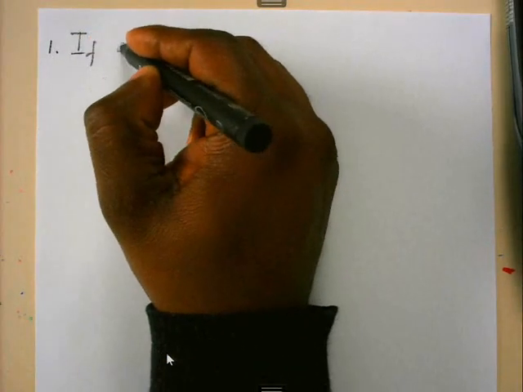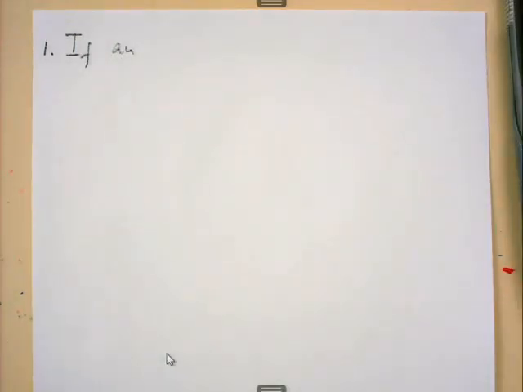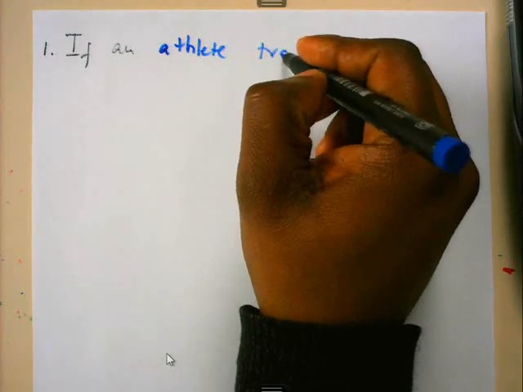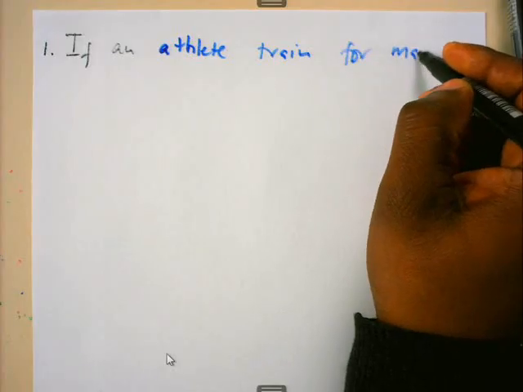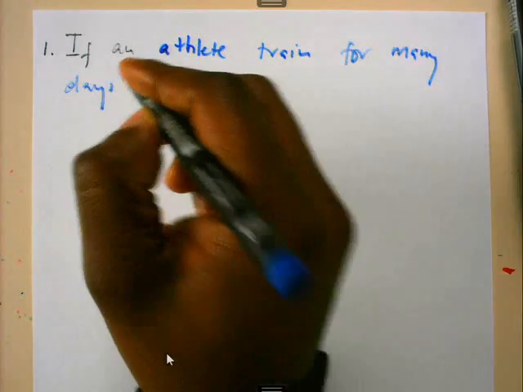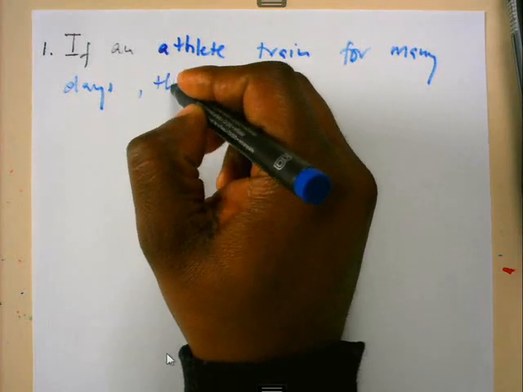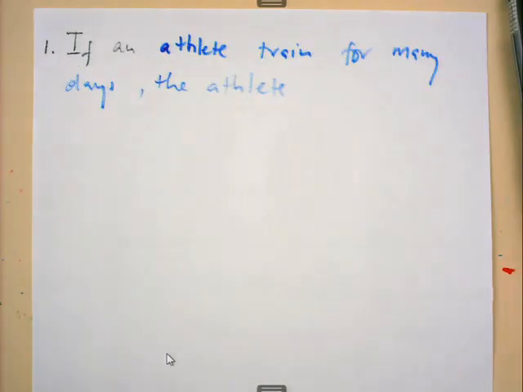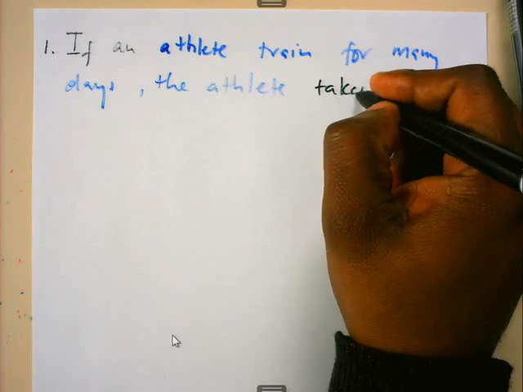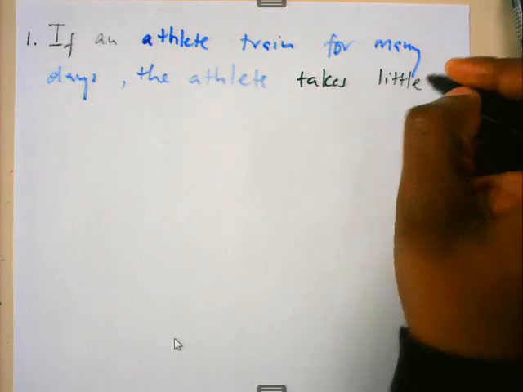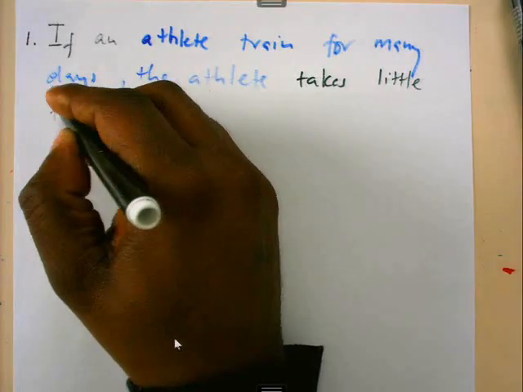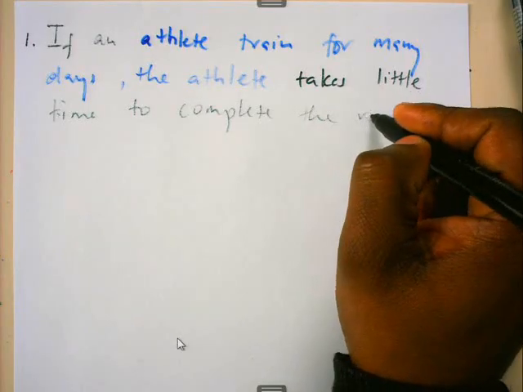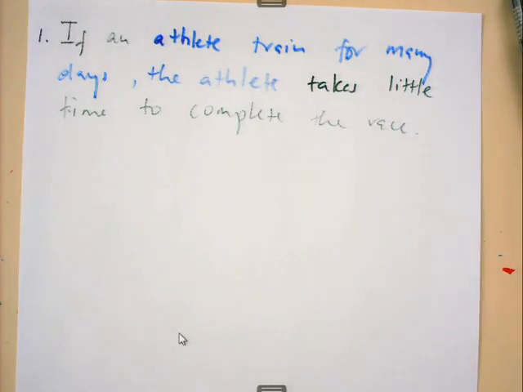If my pen is not very clear. If an athlete trains for many days, the athlete takes little time to complete the race. Let me check for another pen. Good, I'm sure it's clear enough. To complete the race. In any way you can write it.